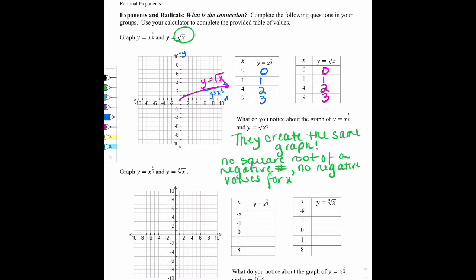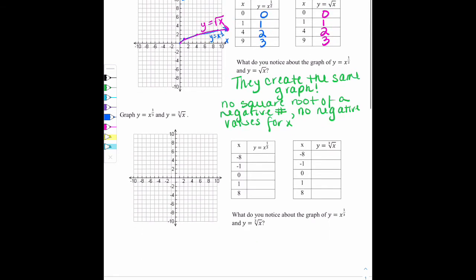Now for y equals x to the 1/3 power, you should have had (-8, -2), (-1, -1), (0, 0), (1, 1), and (8, 2). So we'll go ahead and plot those points. We end up with this snake-like curve, and we're going to label that y equals x to the 1/3.